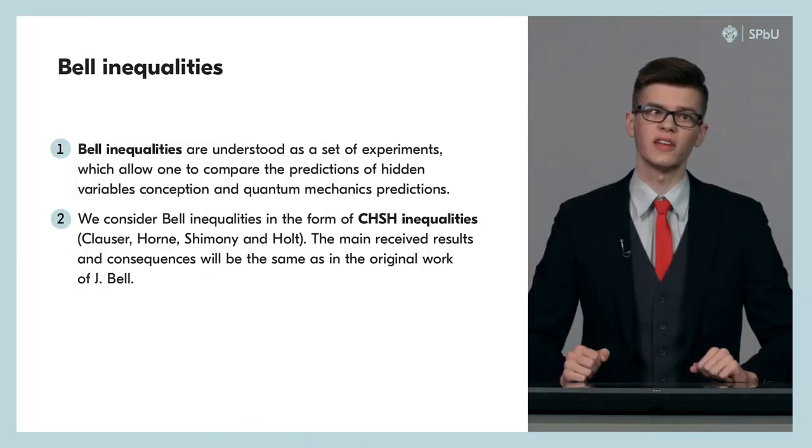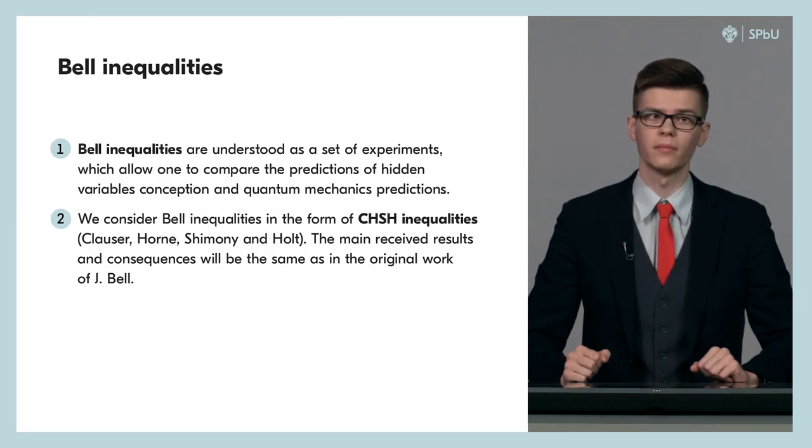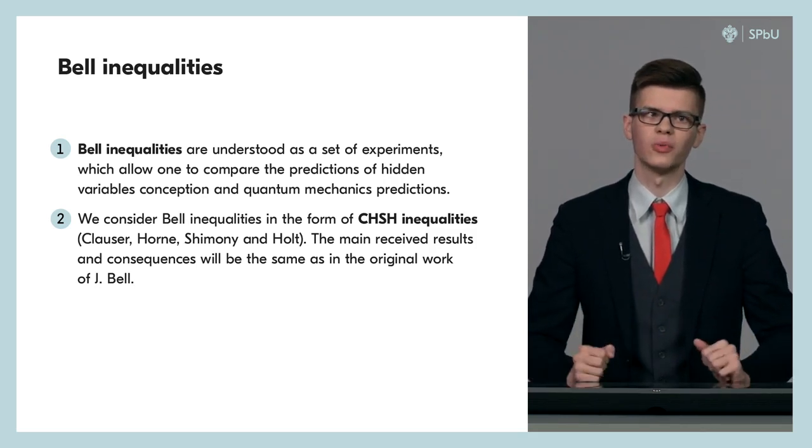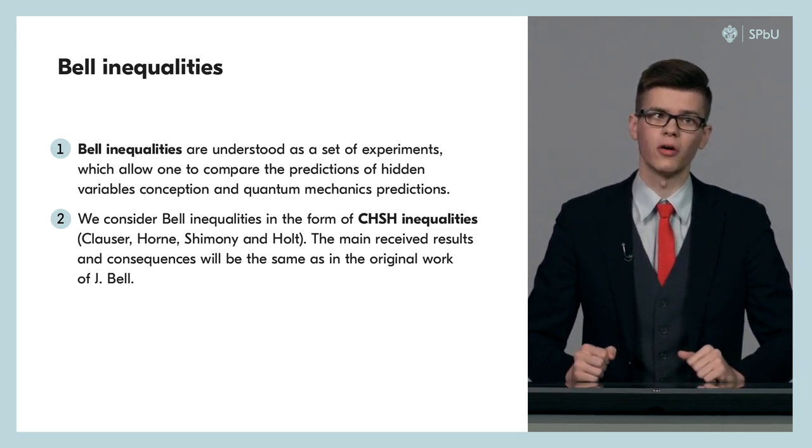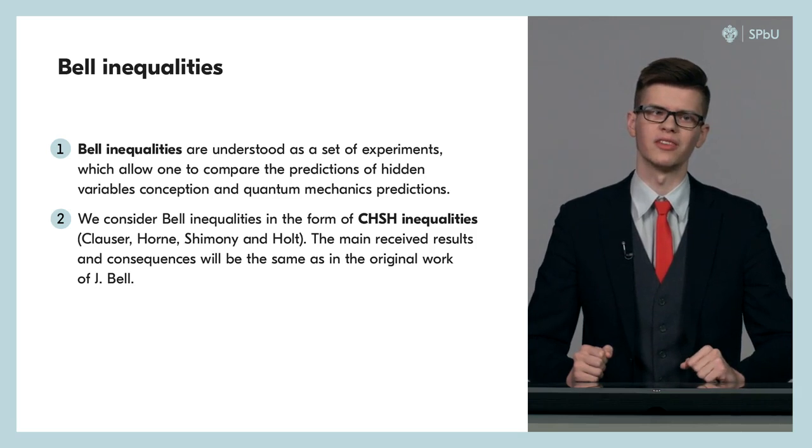John Bell suggested an idea of an experiment that allows one to check the correctness of both theories. Today, different variations of this experiment exist, and all of them are called the Bell inequalities test. However, John Bell had nothing to do with these experiments. We consider the Bell inequalities in the form suggested by Clauser, Horne, Shimony, and Holt. These inequalities are also referred to as CHSH inequalities, named after their authors. However, for simplicity, we will just call them Bell inequalities.